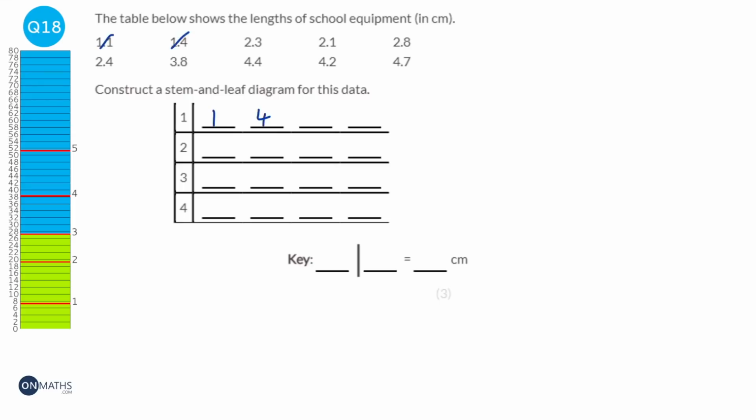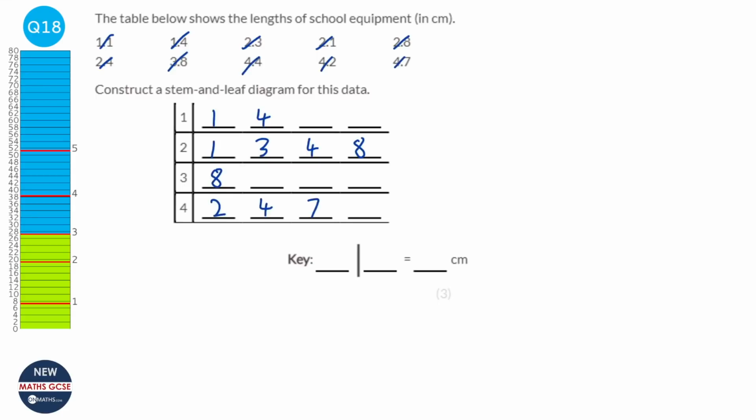Looking at the 2s, we've got 2.1, 2.3, 2.4, and 2.8. Looking at the 3s, we've got 3.8. And looking at 4s, we've got 4.2, 4.4, and 4.7.